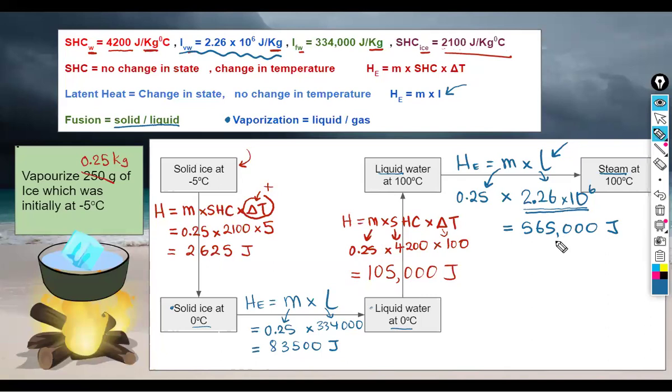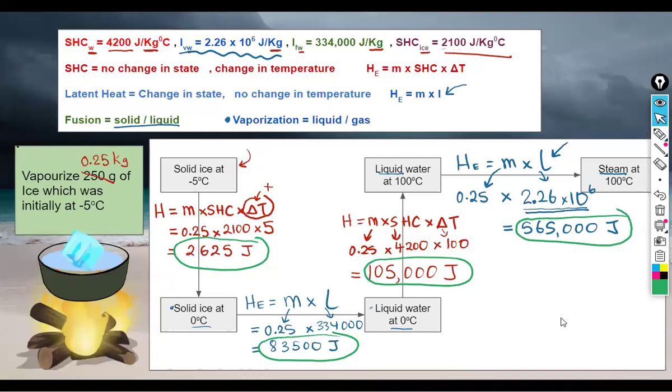Is the question done there? Well, what do you guys think? Is the question finished? No. We have one small thing to do again. Remember, they want the total energy. So what do we have to do? We have to add up all the answers, right? The total energy is the energy for this portion, plus the energy for this portion, plus for this portion, and this portion. So add up all, and then you're finished, right?